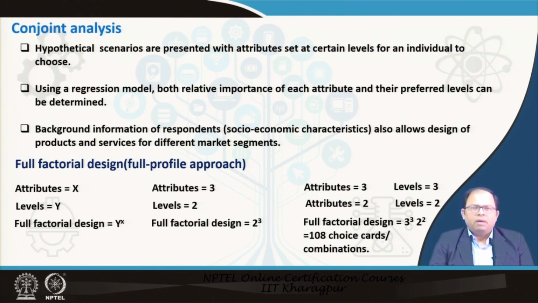Once this choice data is acquired, then we can do a regression model with this data, where both the relative importance of each attribute and also their preferred levels can be determined. That means we can determine which are the attributes which are actually playing a role in a person's choice making, and also that increasing the level of one attribute to a particular level will lead to a certain change in the probability of mode choice, and that also could be established using these regression models. And this we will cover in detail in later lectures.